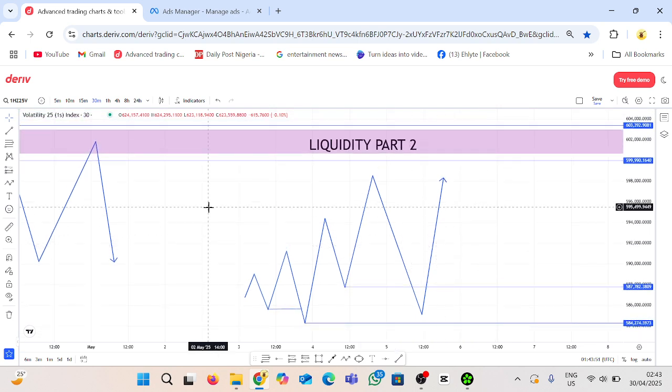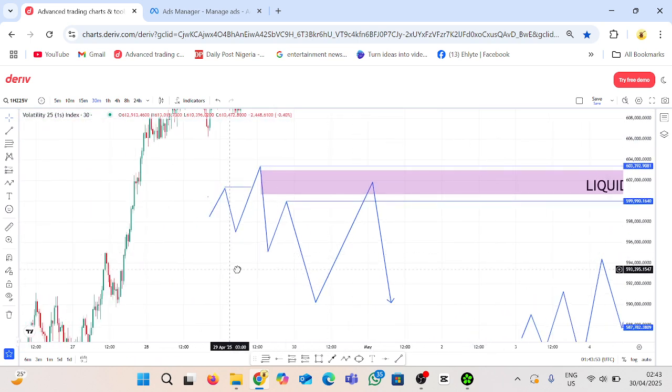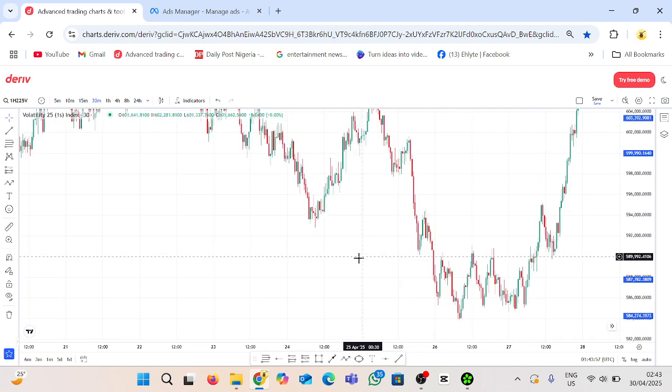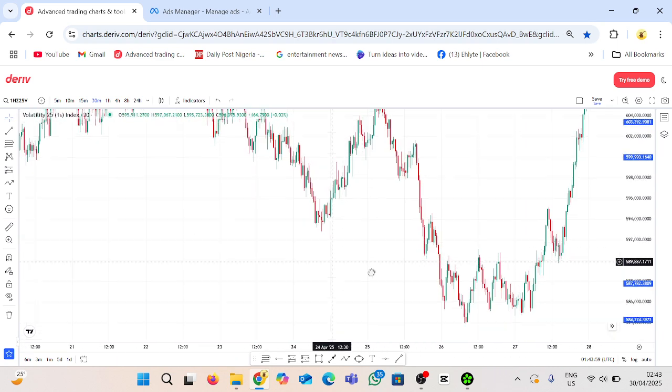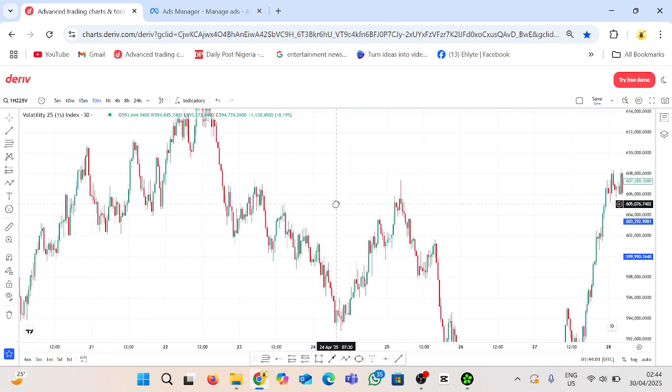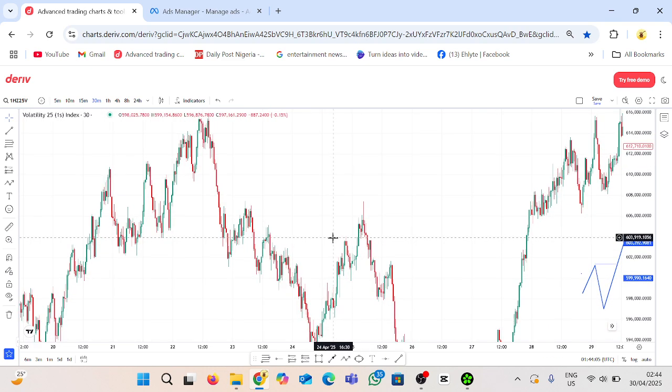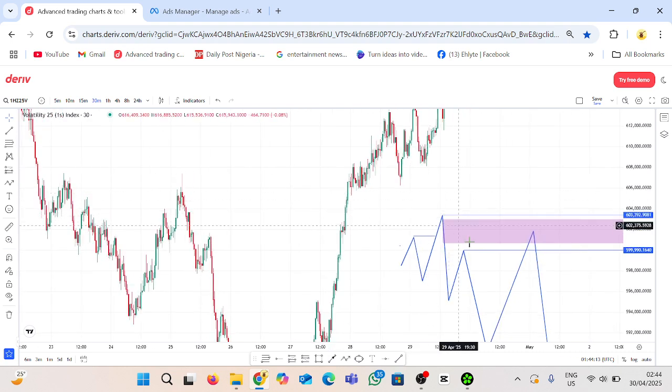So now let's go to the chart and let me show you this structure for a sell real quick. Now you can do this on any time frame, whether 1 hour, 4 hour, or 30 minutes. If you look closely, you're going to see this same structure. This is the type of structure we have.